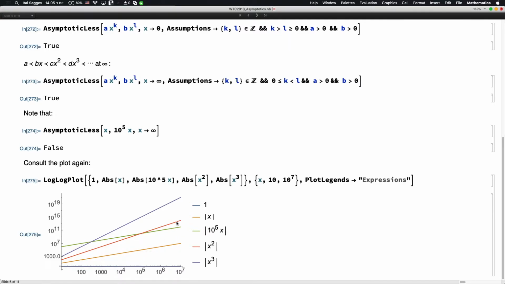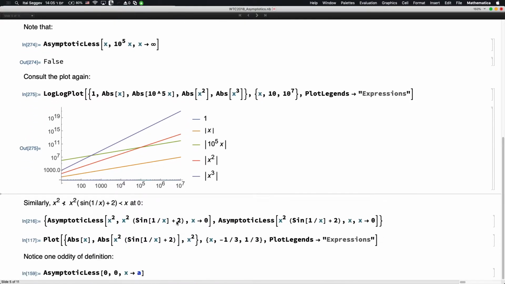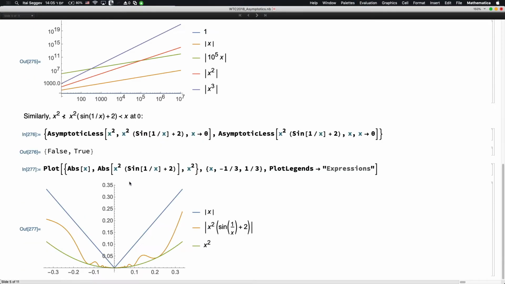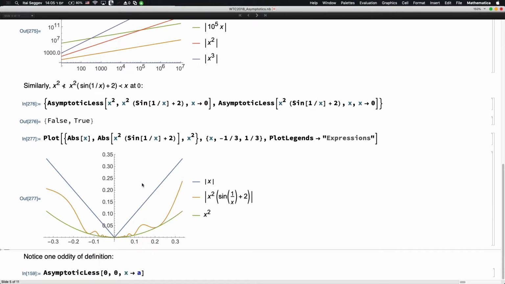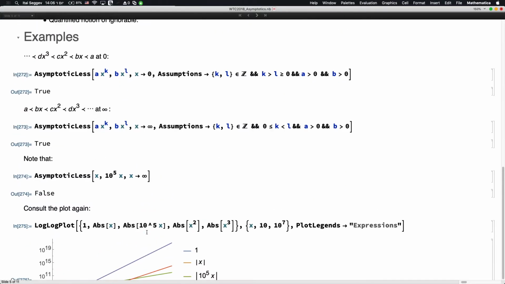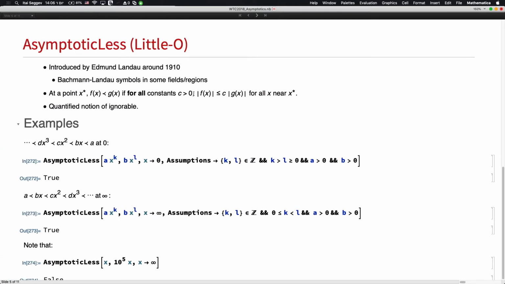So these first couple of examples look very similar. Polynomials are ordered. Now, notice that x is not asymptotically less than 10 to the 5th x as x goes to infinity, even though it's 100,000 times smaller at every single point on the positive reals. It's not asymptotically less because there's a constant offset in the log-log plot, or a constant ratio, which means you can't make c arbitrarily small. It's bounded away from 0.